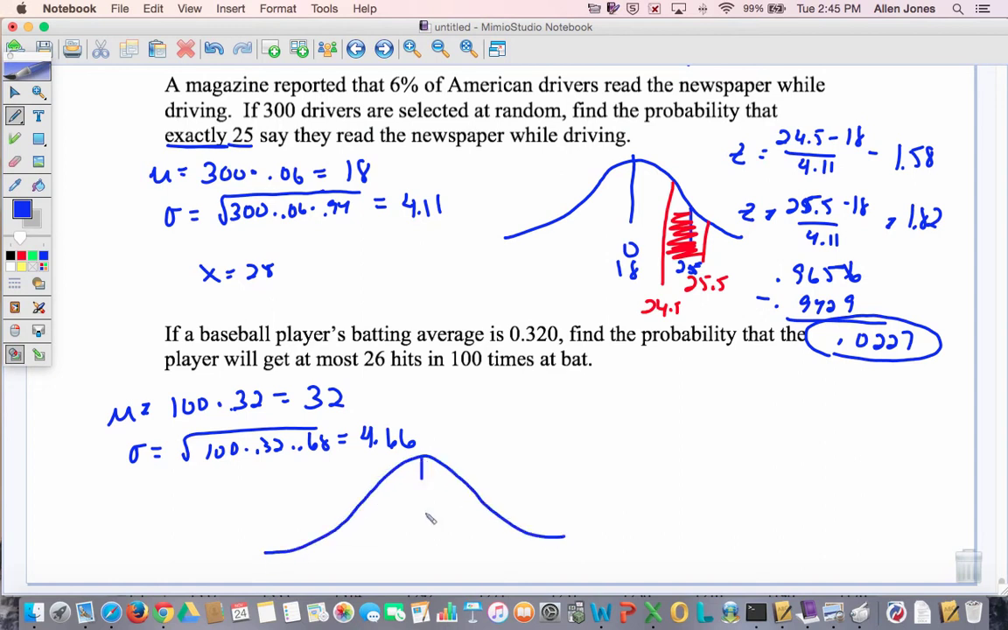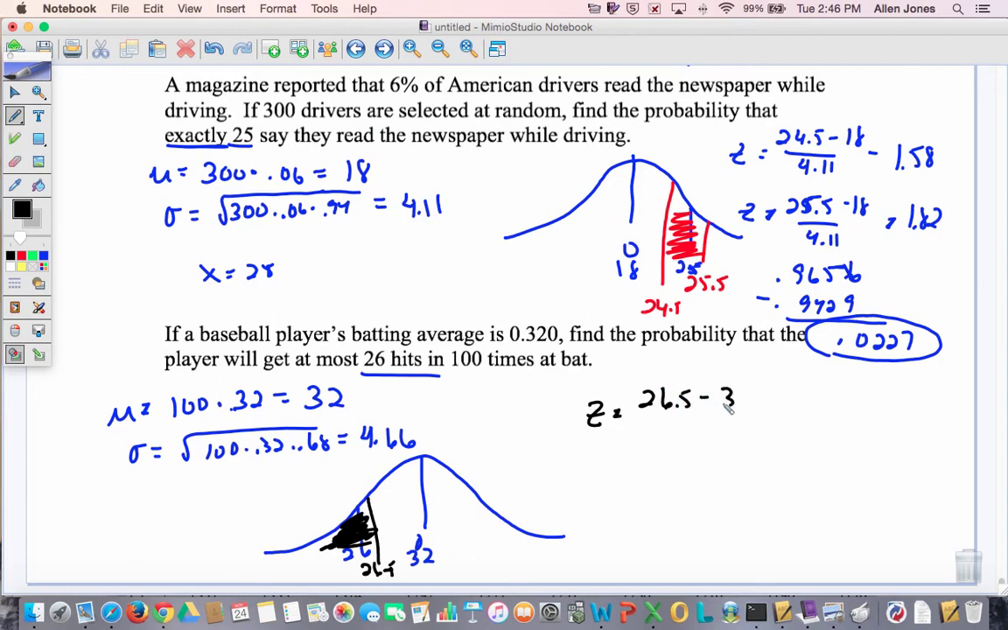So here we'll have our curve, 0 and 32 in the middle. At most 26, so 26 is going to be on this side. At most 26 means 26 or fewer, so for my correction, 26 needs to be in my shaded area, so I'm going to go to 26.5 and shade below. I'm not going to get any more than 26 hits, at most 26.